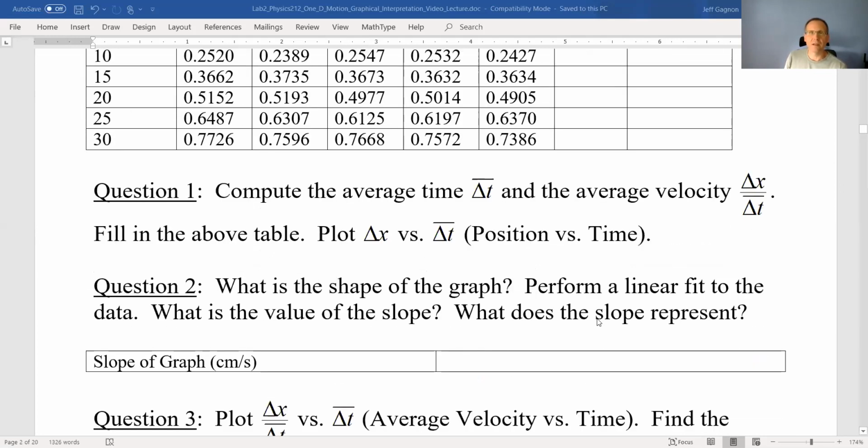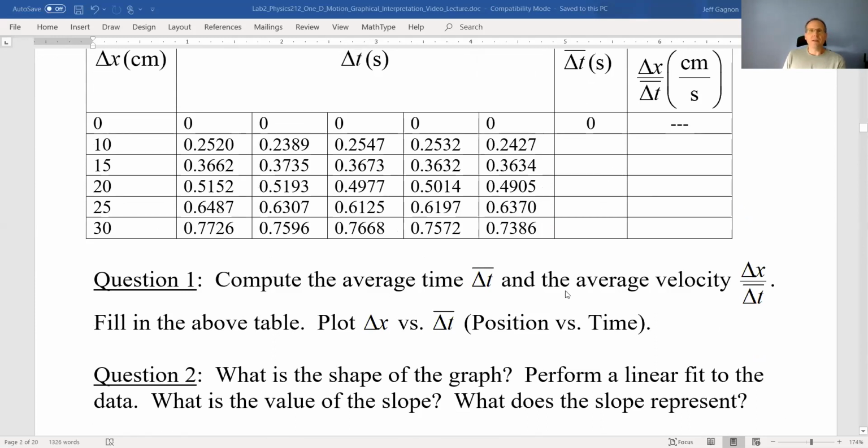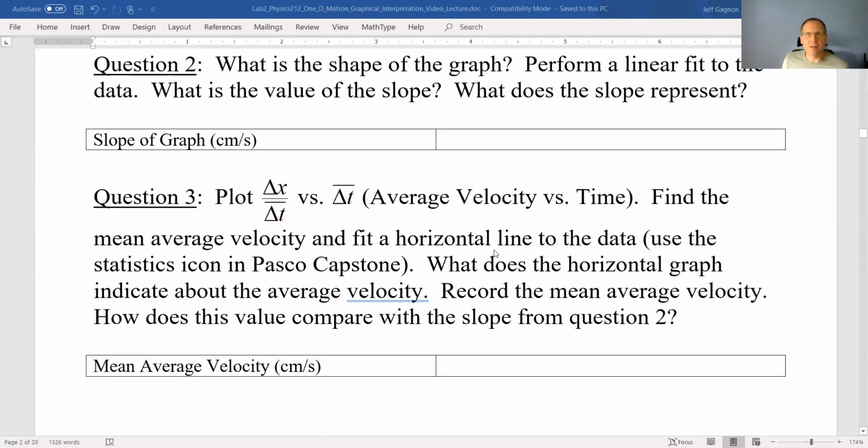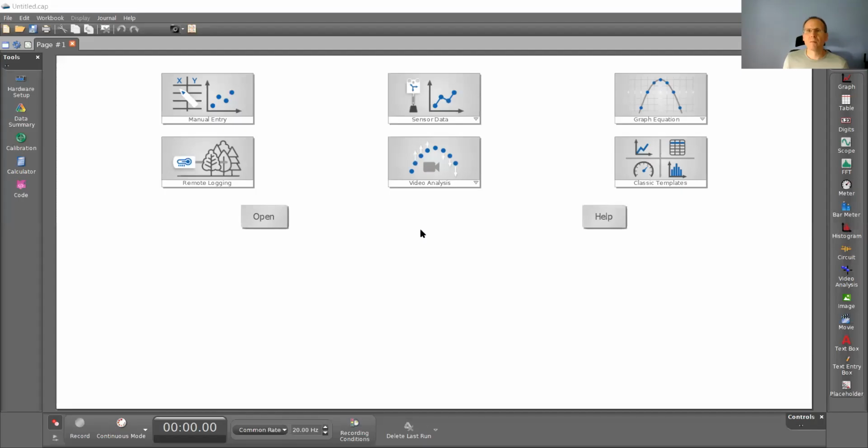Okay, for question 3 here. Now, there's a few things you need to do here. So let me jump on Pascal Capstone to kind of show you how to do this. Because it turns out that it should be a horizontal graph. Okay, let me get on Pascal Capstone and show you that.